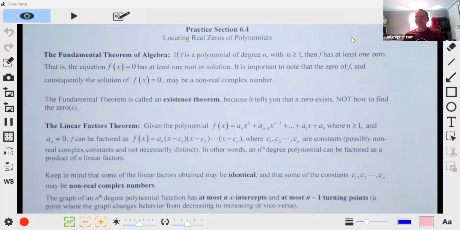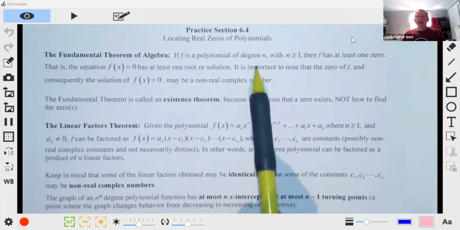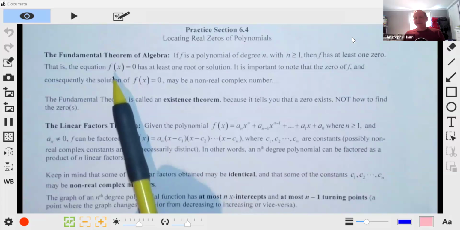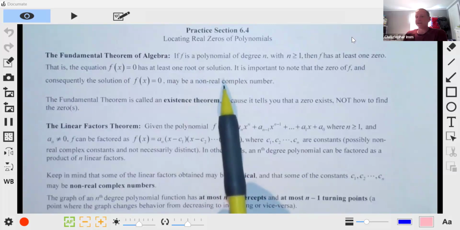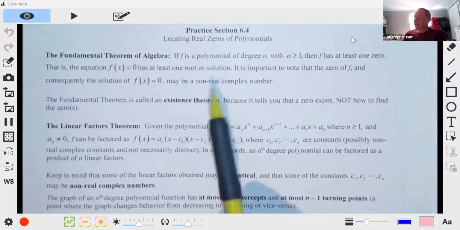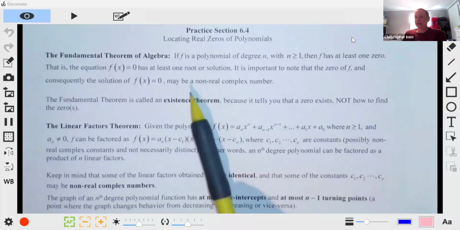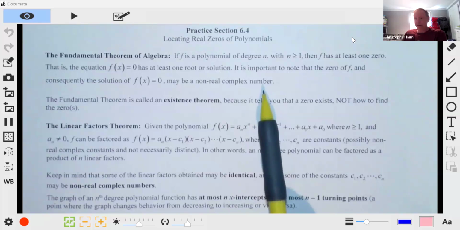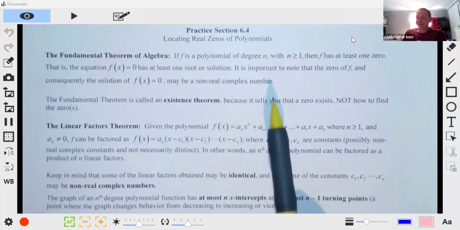It starts out with one of the biggest theorems of algebra, called the Fundamental Theorem of Algebra. What it says is that if we have a polynomial of degree n, it has to have at least one zero. So what that means is if f is a polynomial, we set it equal to 0, we have at least one root or solution, one zero, to our polynomial. Now we need to note that it may be a non-real complex number, so we might not even be able to see it cross the x-axis there.